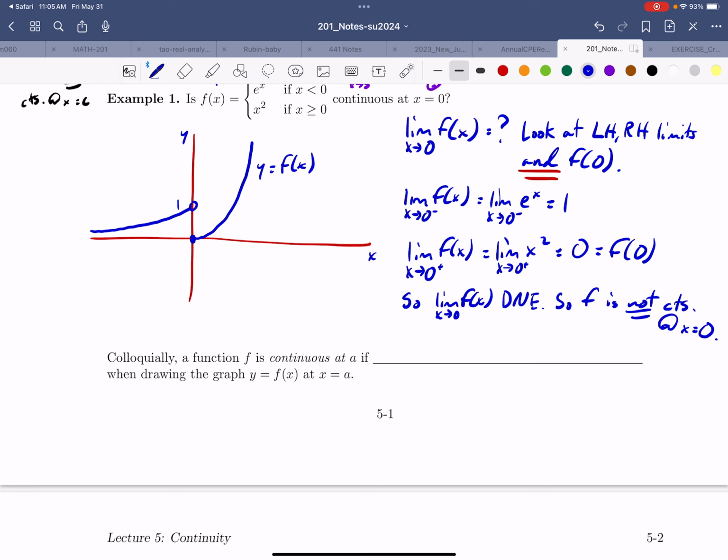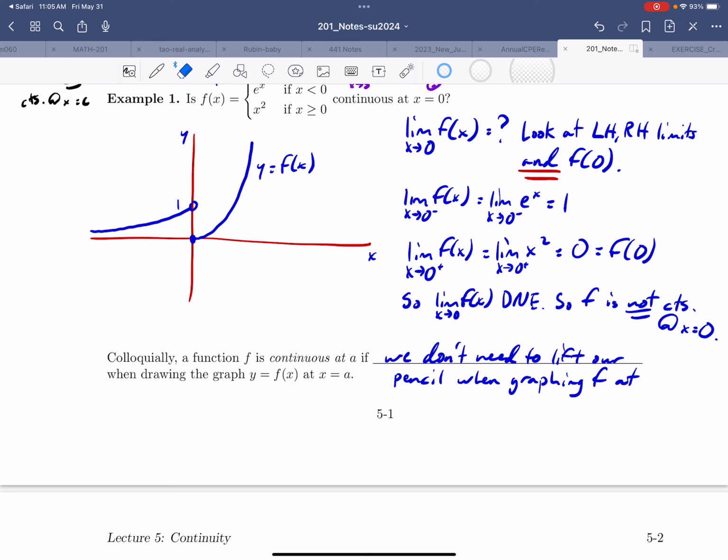Now, colloquially, just based on what we've seen and what we've done, you might guess, and you'd be correct in the basic sense, that a function f is continuous at a if we don't need to lift our pencils when graphing f at x equals a. You don't have to lift your pencil.